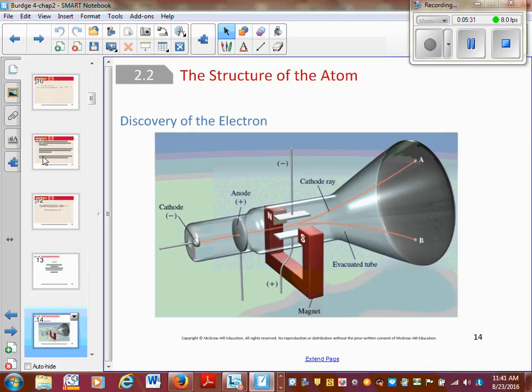So here we're going to look at the discovery of different subatomic particles in an atom. We're looking at how they discovered the electron. So they used this thing called a cathode ray tube. And they pass a beam of electrons, that's what's generated between the cathode and the anode, past the magnet. And sure enough, it was deflected. This is an evacuated tube.